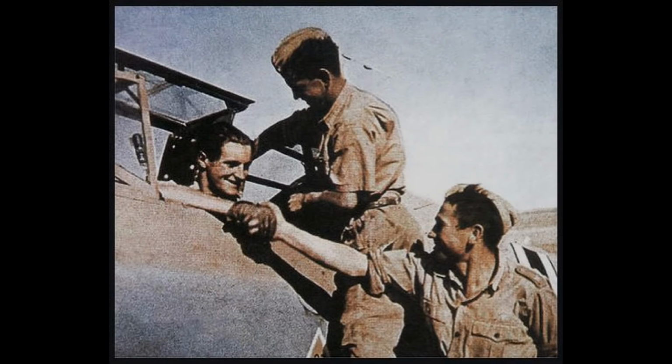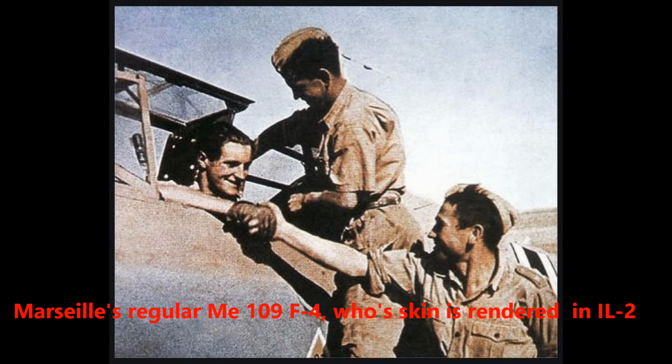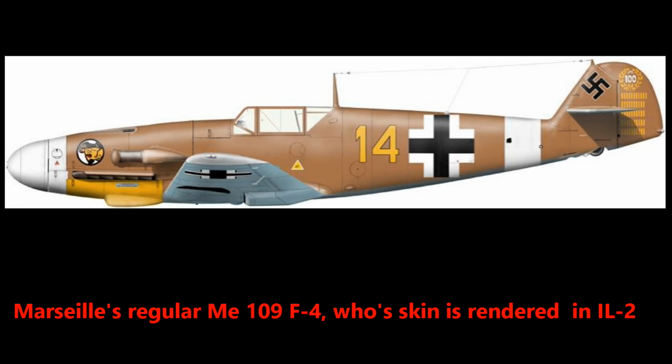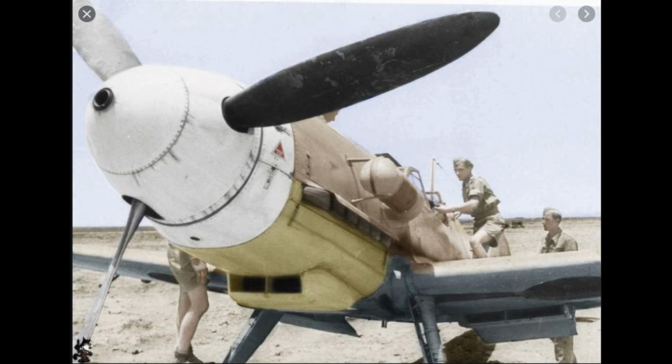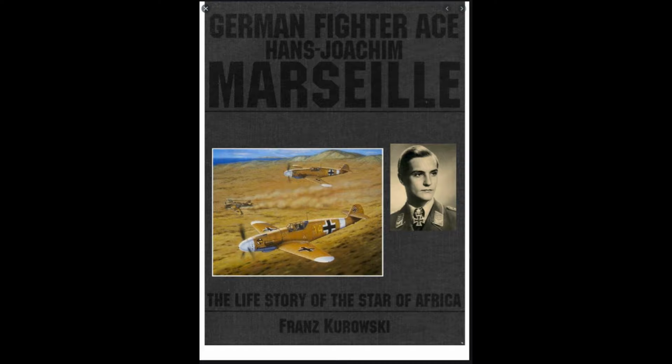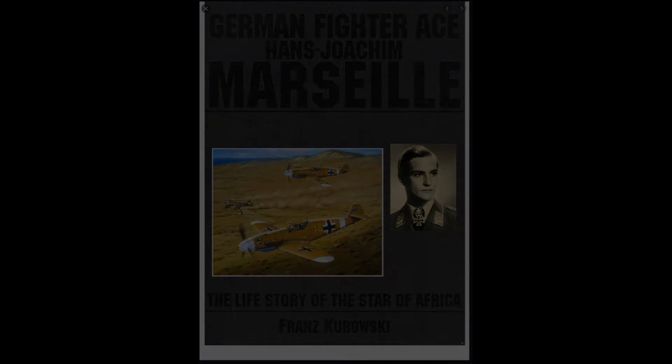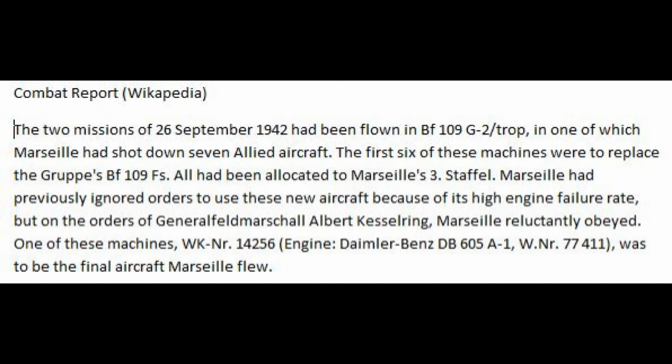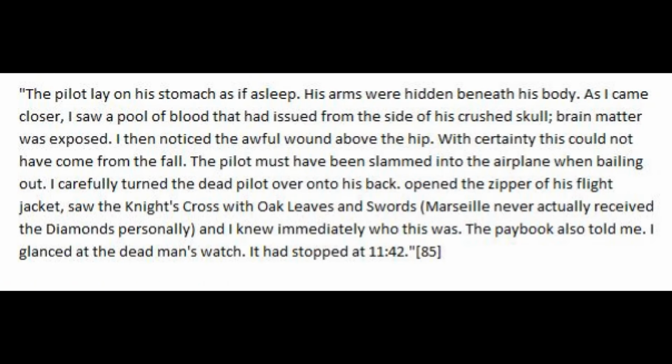In North Africa, German ace Joachim Marseille had to bail out after an engine failure in his 109 G2. He collided with his tailplane, which knocked him unconscious, he was unable to open his chute, and was killed. You can pause and read the combat report here.